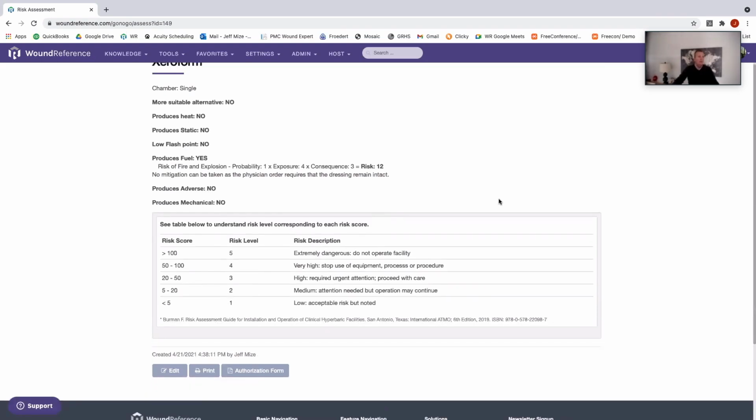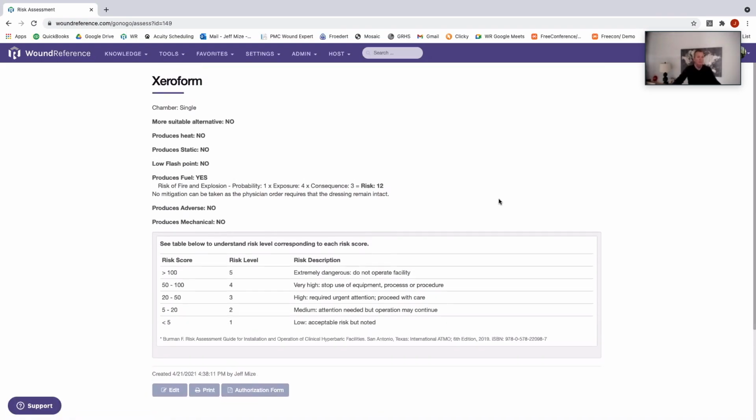After we've submitted this, now we actually have a score. We have something now that we can take as a safety director back to our medical director and have a collaborative discussion about the safety of a particular product going into the chamber. Again, it tells us it's a single chamber. There's no more suitable alternatives. It does not produce heat. It does not produce static. There is not a low flash point. It could potentially produce too much fuel.